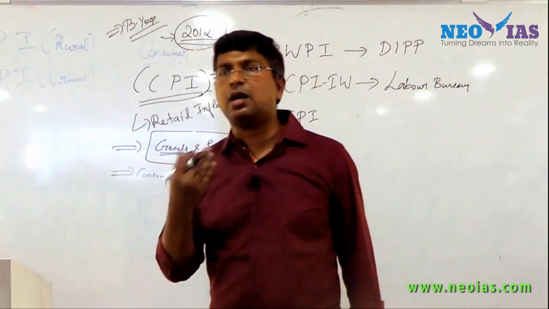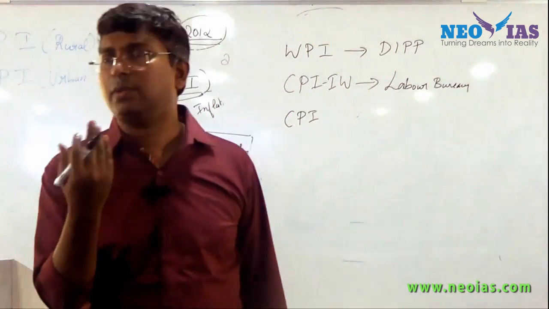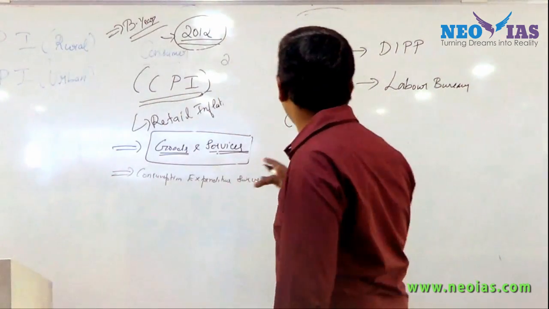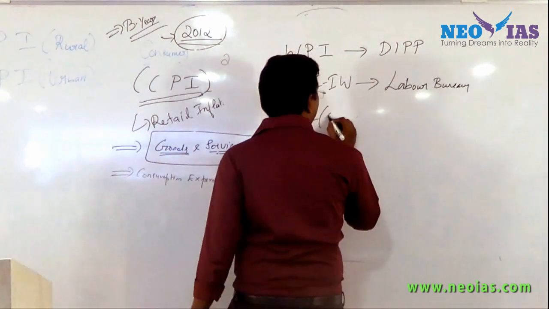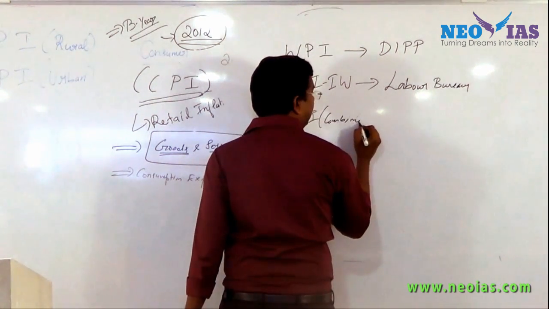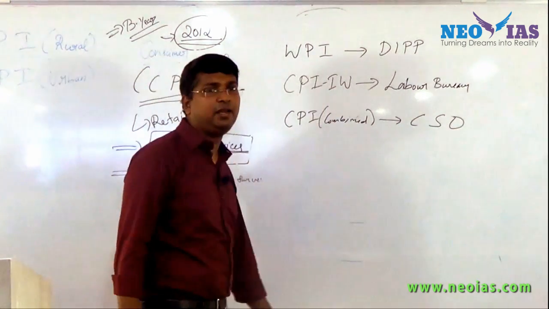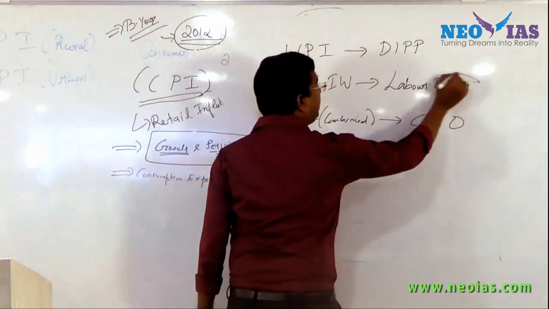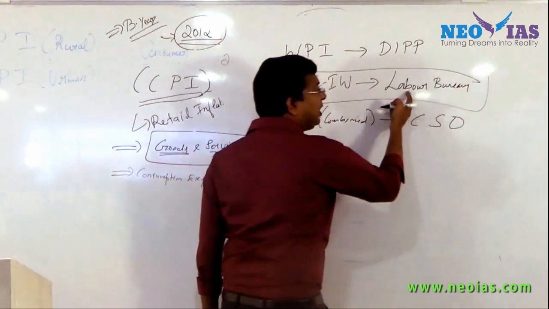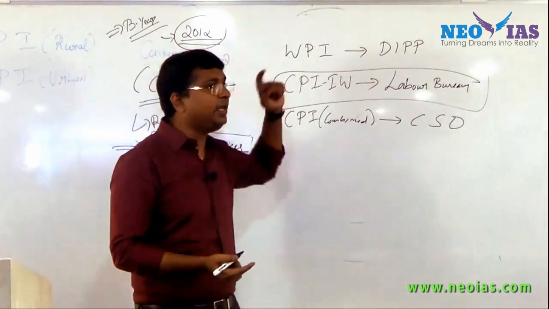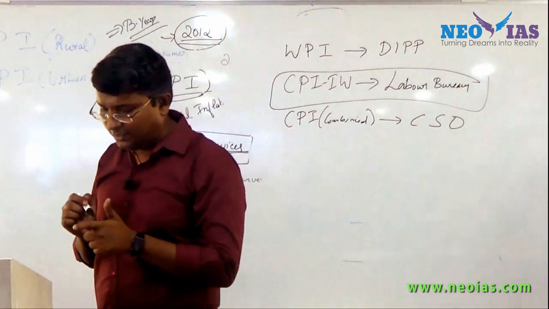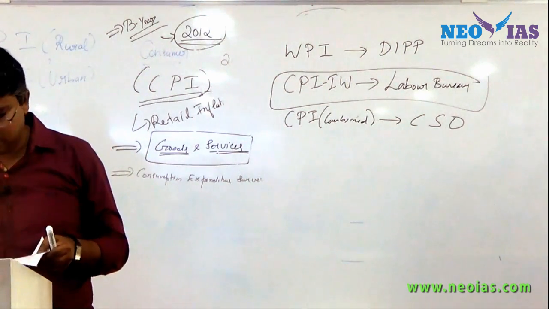Then the rest of the consumer price indices, that is CPI rural, urban, combined, are released by the CSO. Just have an idea, because UPSC has asked a question from here. Since UPSC asked a question from here, just have an idea about the other agencies also. It's a 2014 or 15 question. Check that question.